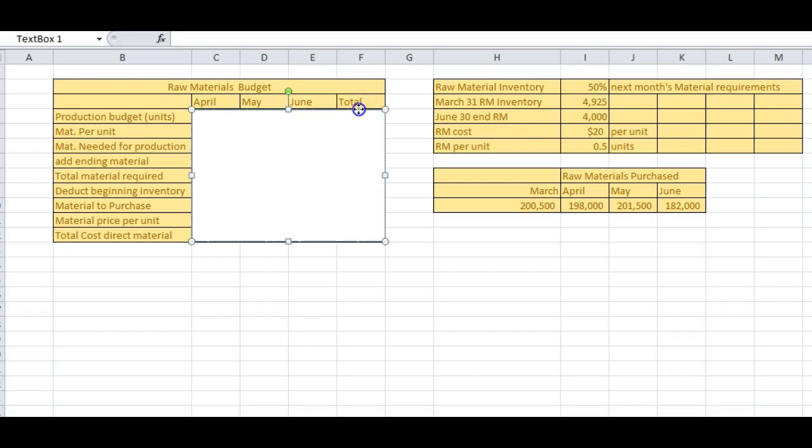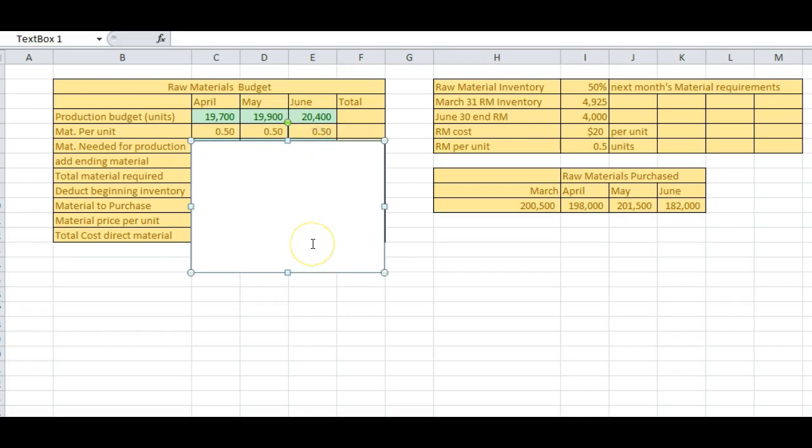So what does this look like? Okay, production units for April, and that comes directly from the production budget. We pop those in, and the materials per unit is a half a pound or a half a unit, whatever it is. So this is the amount we need for production.